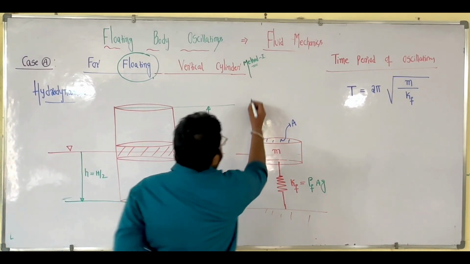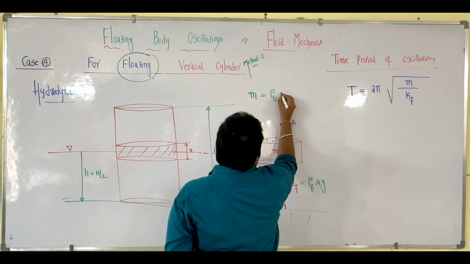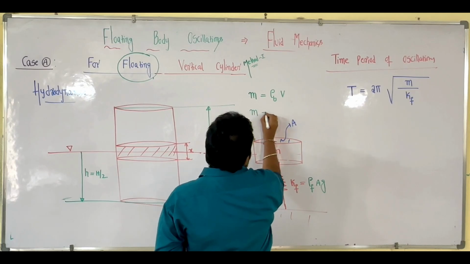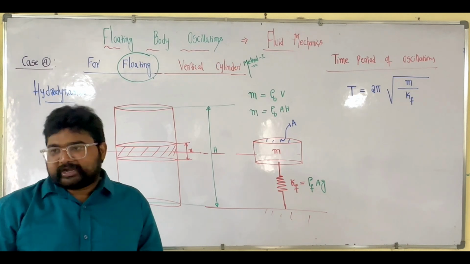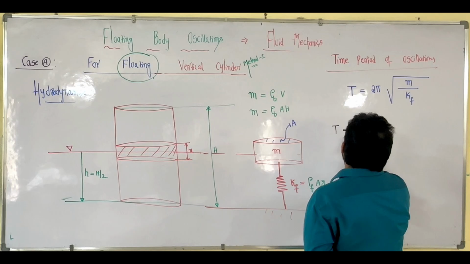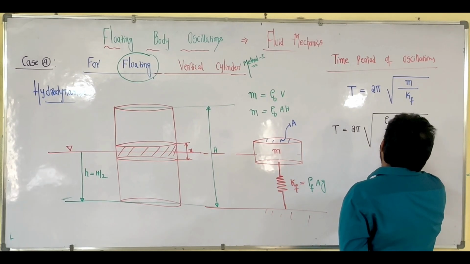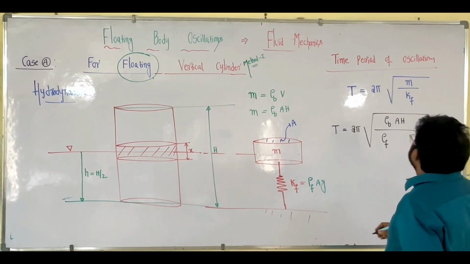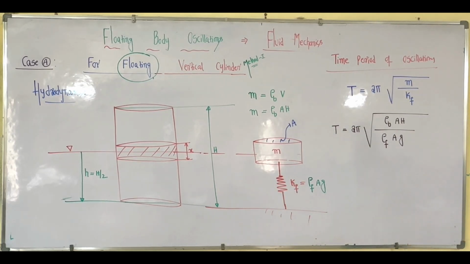Now what is the mass? Mass equal to how much? Density of the body into volume of the body, that's it. M equal to density of the body into A into capital H. Understood? Now tell me straight away, time period of oscillations is 2 pi square root of density of the body into volume of the body, divided by density of the fluid into A into g. That is M by Kf.